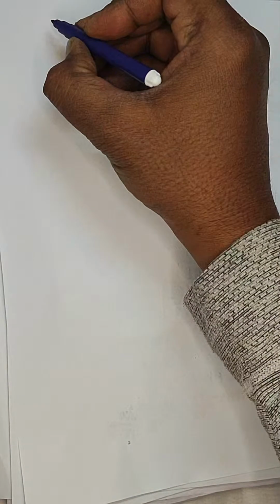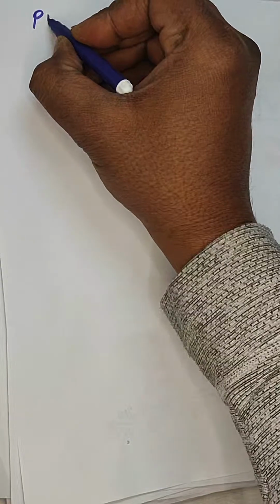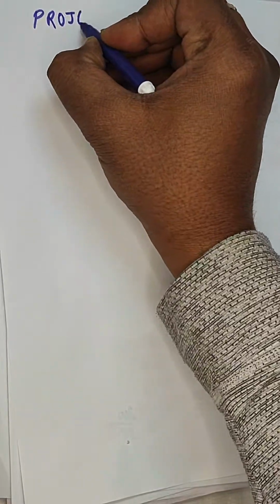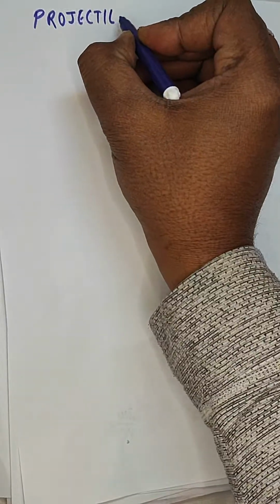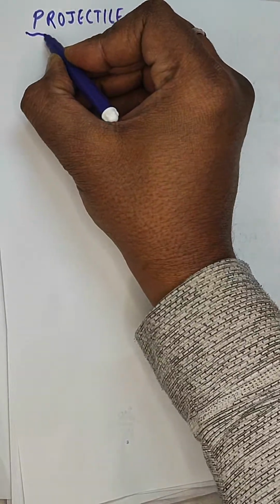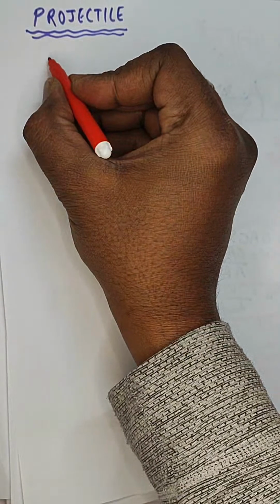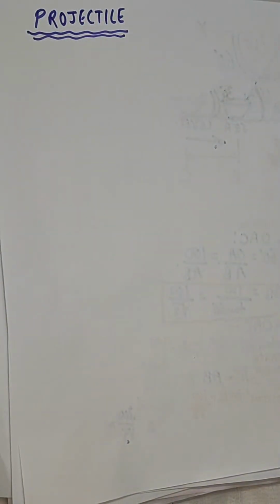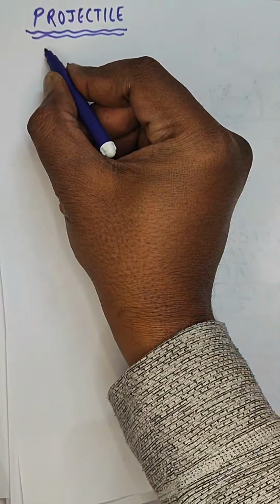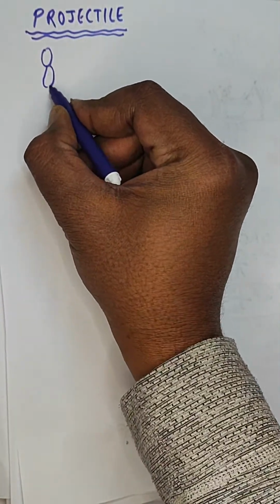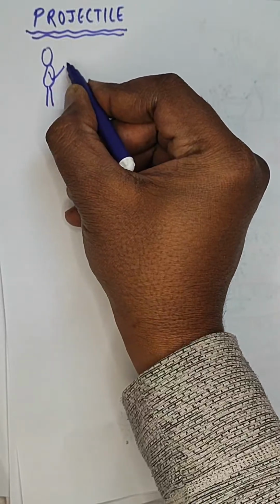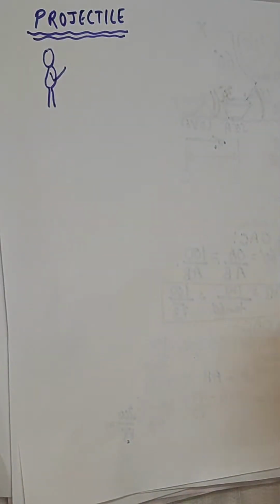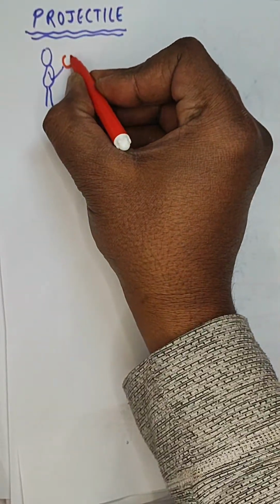Let me take up a question from projectile where a stone is thrown horizontally. The stone is like this. Maybe you are standing over here, and you are just throwing a stone from this point, and let us say this is the stone.